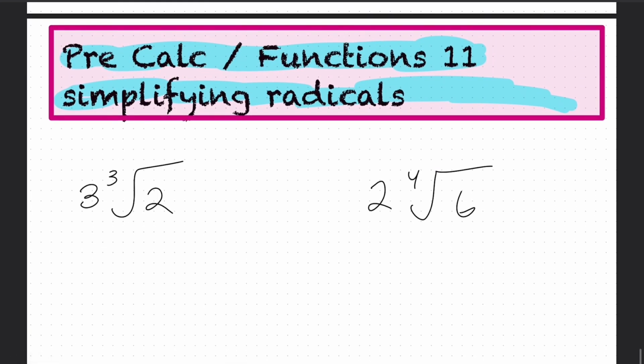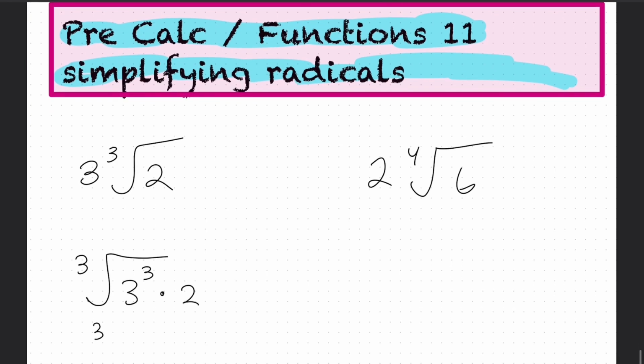Okay, now let's try going in the reverse direction. So give this a try. So this one is the third root with the 3 on the outside. So your form would look like this. 3 to the 3 times 2. So that's just going to be third root of 54. And we know that because the 3 was the only thing that was able to come out, and it's the third root, so it'd have to be 3 to the 3.